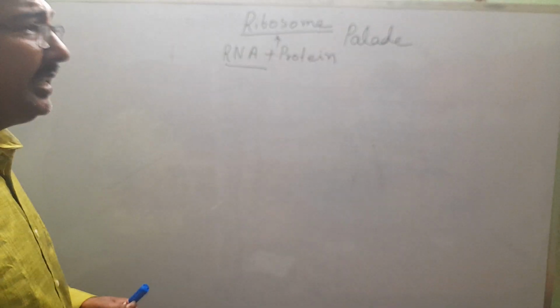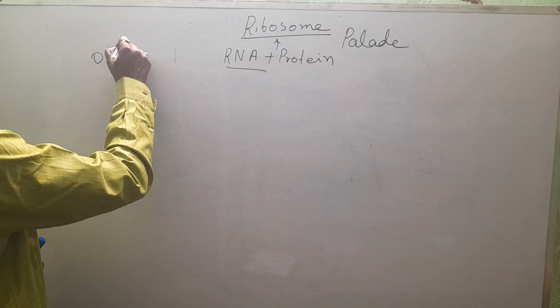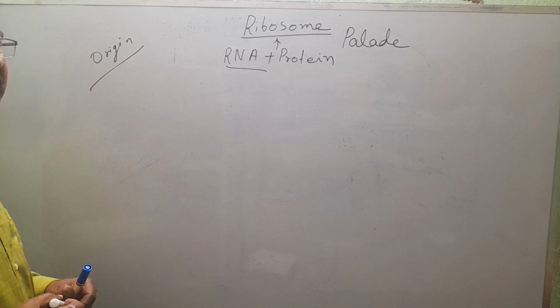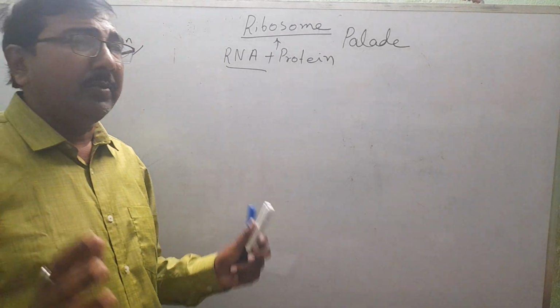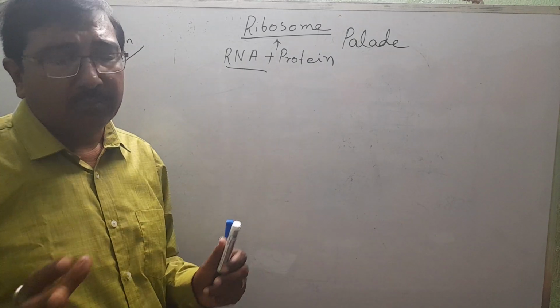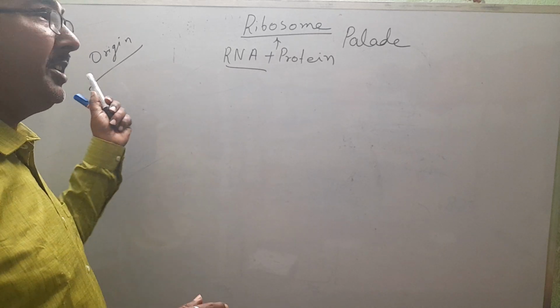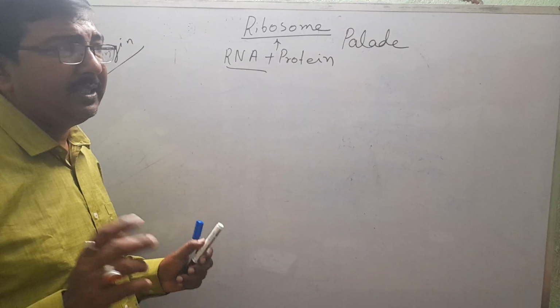Okay, then the origin of ribosome. The ribosome originates from the nucleolus with the help of the cytoplasm. Mainly it comes from the nucleolus and the cytoplasm jointly. This is the origin of ribosome.